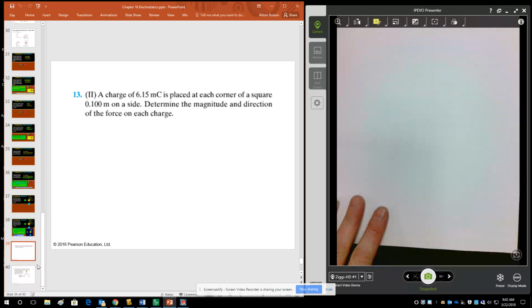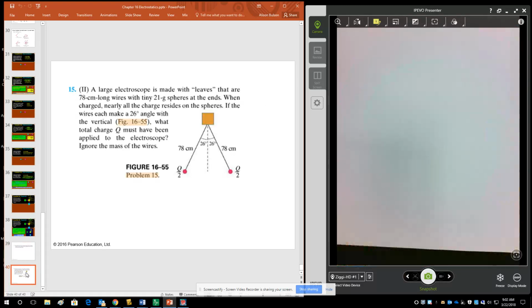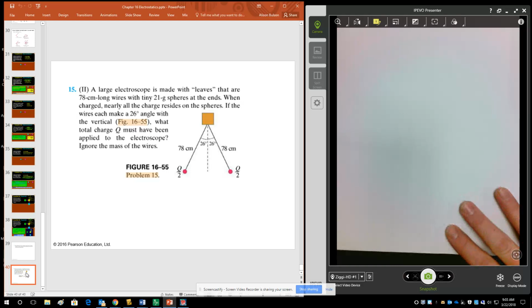All right, let's look at our last example problem. A large electroscope. Oh, and I have not described electroscopes in the lecture. I will show you what an electroscope is in class. A large electroscope is made with leaves that are 78 centimeters long wires with tiny 21-gram spheres at the end. You know what? This is way beyond the scope of the AP test. Let's skip this. If I find AP questions that are like this, we'll come back to it. But let's go ahead and skip example 15.